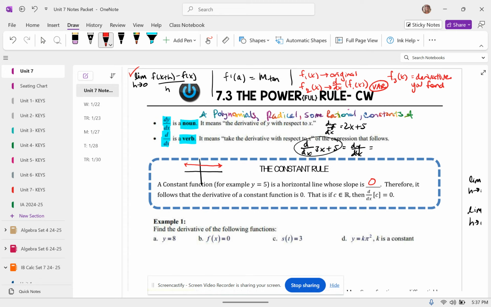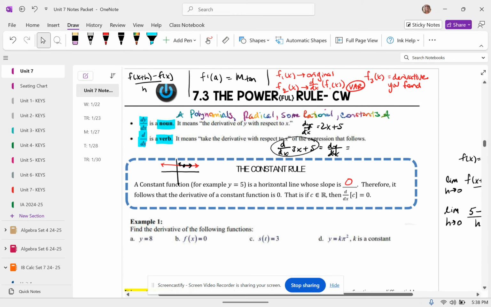Therefore, it follows that the derivative of a constant function is 0, because anywhere along the curve, the slope of the tangent line at that spot would be 0. Like if I tried to draw a tangent line right here, it would just have a slope of 0. So therefore, if c is an element of all reals, then the derivative with respect to x of c is going to equal 0.